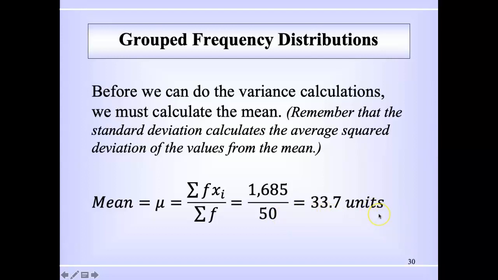We write units here because we don't know the actual unit of measurement that is being used. So we just put units in a general sense. If these were centimeters, we would have put centimeters. If it was miles, we would have put miles.